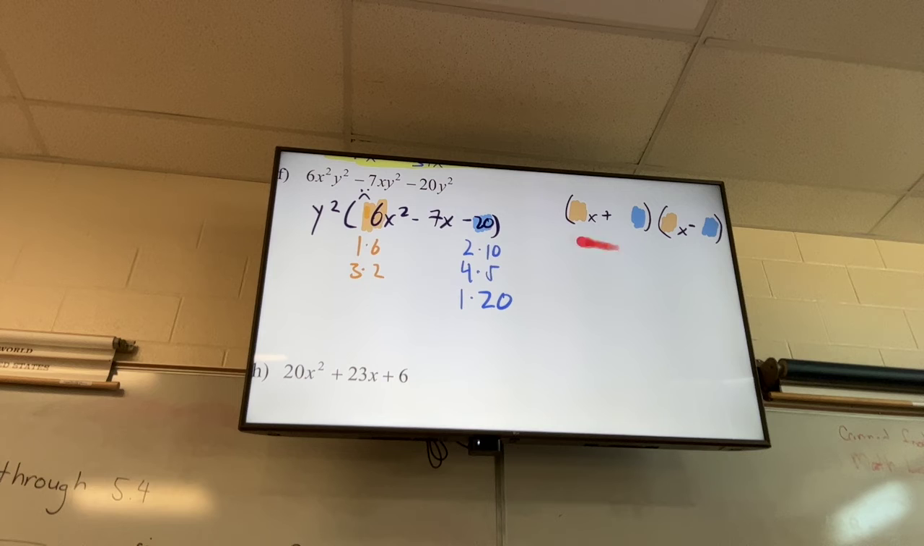Okay. What am I missing here then? The y squared. Yeah. Don't forget to drop down your GCF you pulled out. Okay. Good. And then I want what? I want the product of my outer, the product of my inner, I want their sum or their difference to be 7.